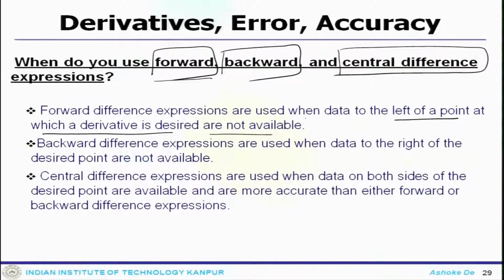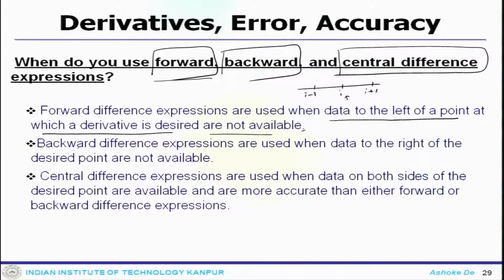The forward difference expressions are used essentially when the data to the left of a point at which a derivative is desired are not available. It is a very important statement here. So, if I have i plus 1 and i minus 1, and I am trying to find a derivative at i, and the data at i minus 1 is not available, then only I do that.